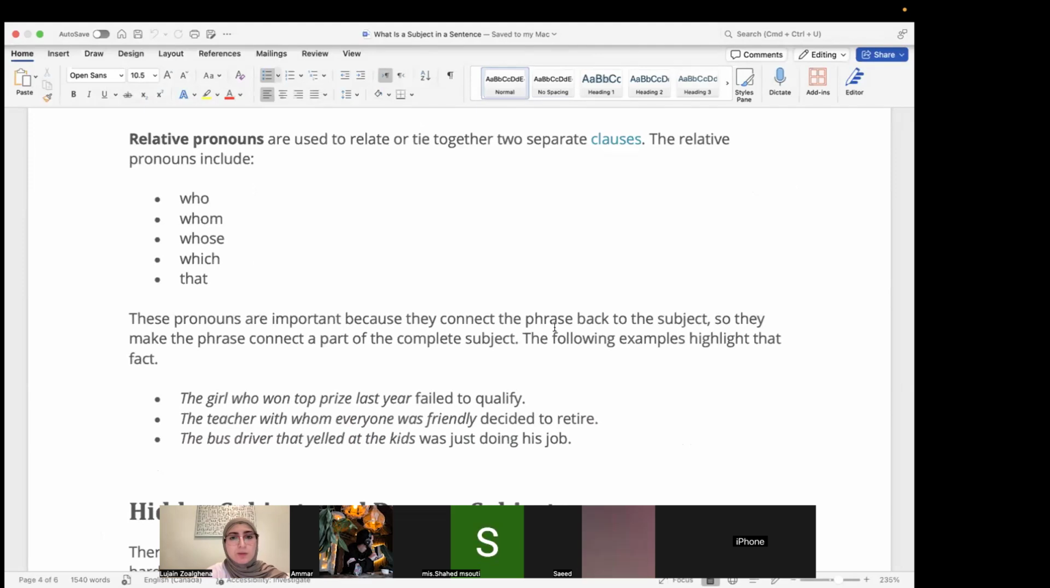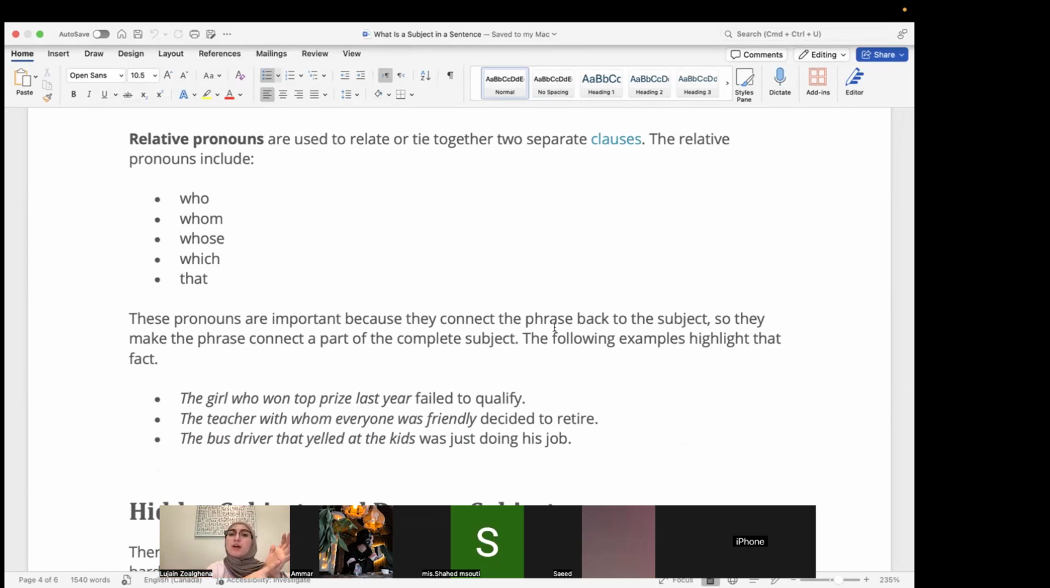So they are used to relate or tie together two separate clauses. They can include who, whom, whose, which, and that. They're important because they connect the phrase back to the subject. So they make the phrase connect as a part of the complete subject, such as "the girl who won."